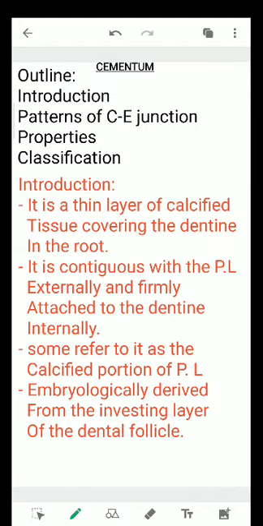So internally, the cementum is attached firmly to the dentin and links it to the periodontal ligament, which attaches the whole tooth to the alveolar bone. Now, some authors refer to it as the calcified portion of the periodontal ligament, and embryologically it is derived from the investing layer of the dental follicle.